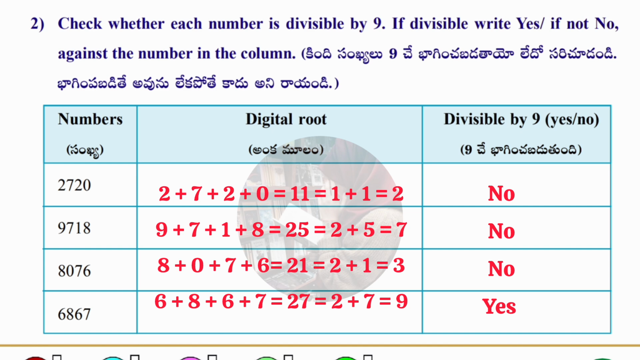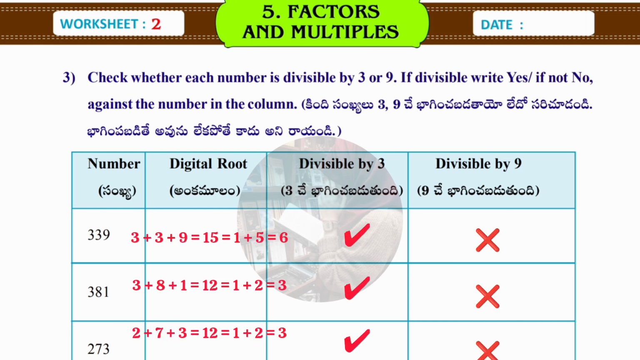Okay guys, now we'll move to the third row of this worksheet, which is check whether each number is divisible by 3 or 9. If divisible, write yes. If not, write no. Okay, here we have been given 4 columns. In the first column the numbers are given, in the second column we have to find out the digital root, then in the third column we have to say whether the given number is divisible by 3. If it is divisible, then put a tick mark. If it is not, then put a cross mark. Likewise, we have to check whether it is divisible by 9 or not in the last column.